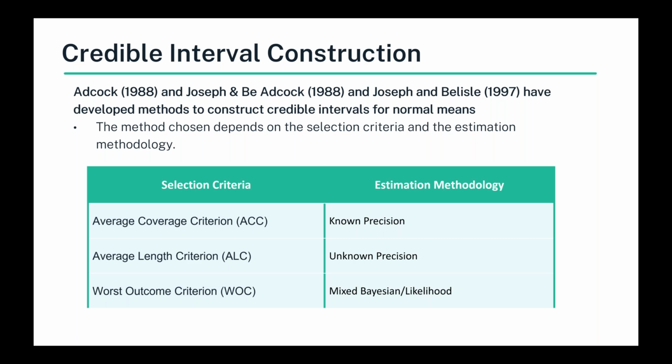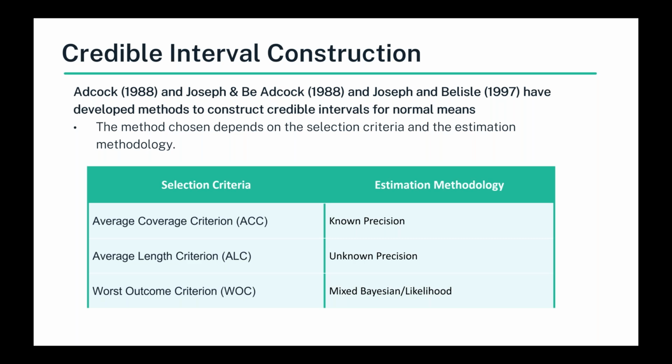When it comes to interval construction and sample size determination for that, the process is a little bit more complicated than with confidence intervals. We'll look at 3 selection criteria for sample size and 3 testing scenarios based on what type of prior information is available or what type of final analysis you want to conduct. So our 3 selection criteria are the average coverage criterion, or ACC, average length criterion, or ALC, and worst outcome criterion, WOC. So I'm going to take a little bit of time just to distinguish between these.